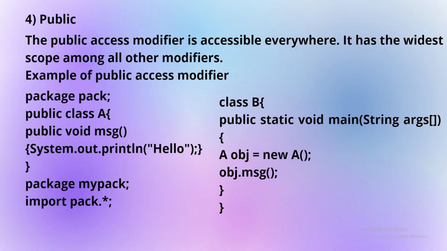Next is public. The public access modifier is accessible everywhere. We have seen this so many times, that everywhere we use public class A, public void A. This can be used inside the package, outside the package, whether it is inherited or not inherited. So let us see these things in Eclipse.